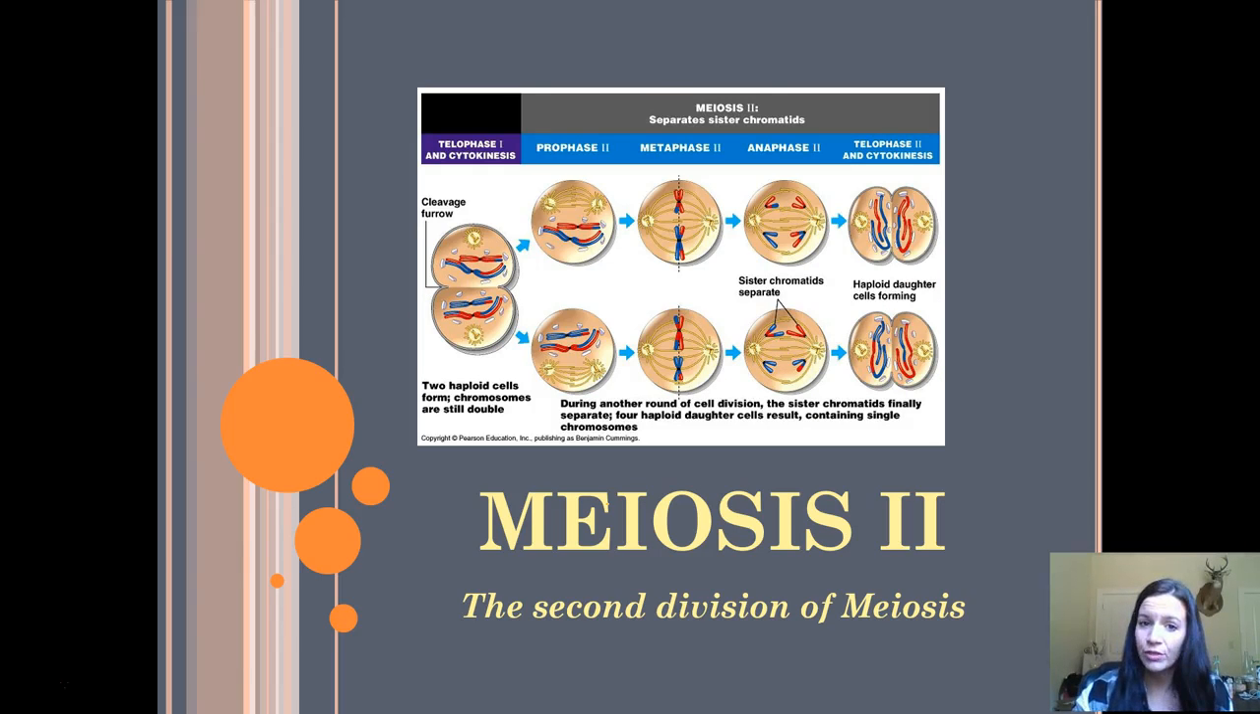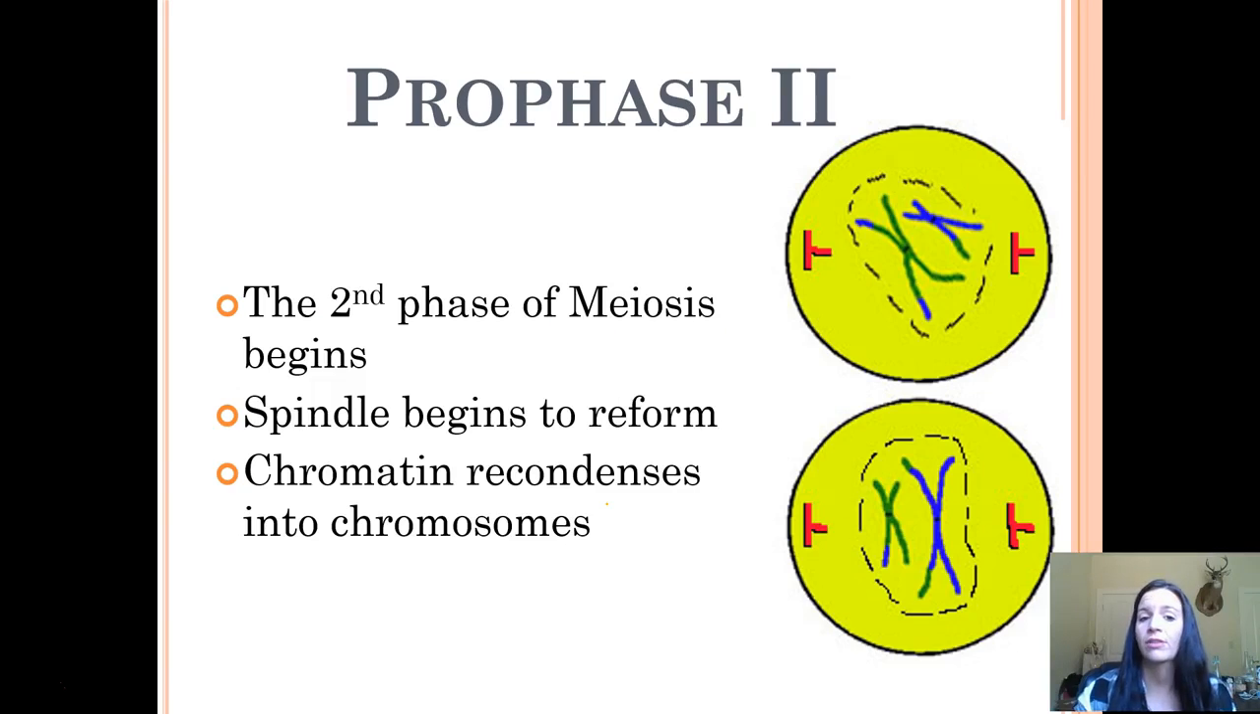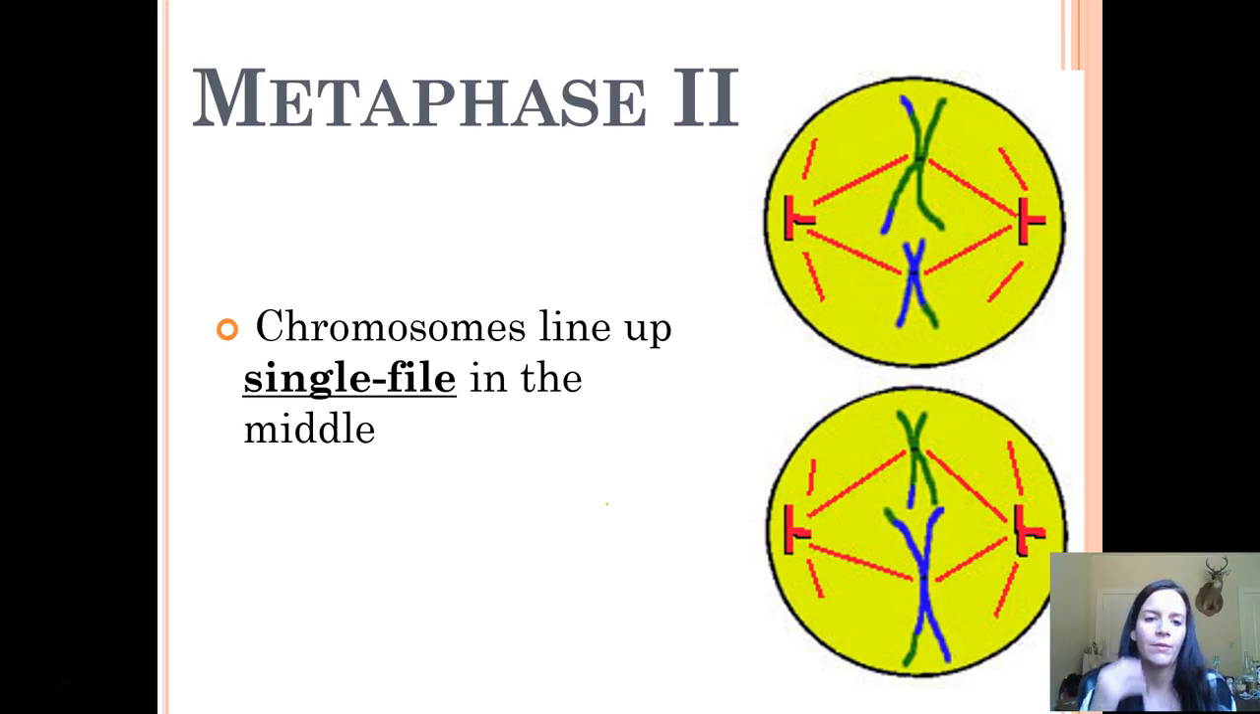In the second division of meiosis, you're going to notice it looks a lot like mitosis, except there's two cells. In prophase 2, this is the second phase of meiosis beginning. The spindle reforms, we reform those chromosomes, and they're centered kind of in the middle of the cell here. In metaphase 2, they're going to line up single file in the middle. So this is starting to look a little bit like what you're familiar with.